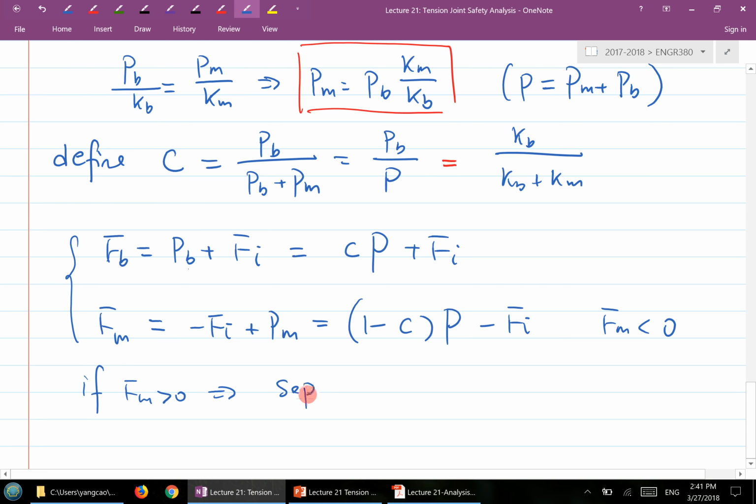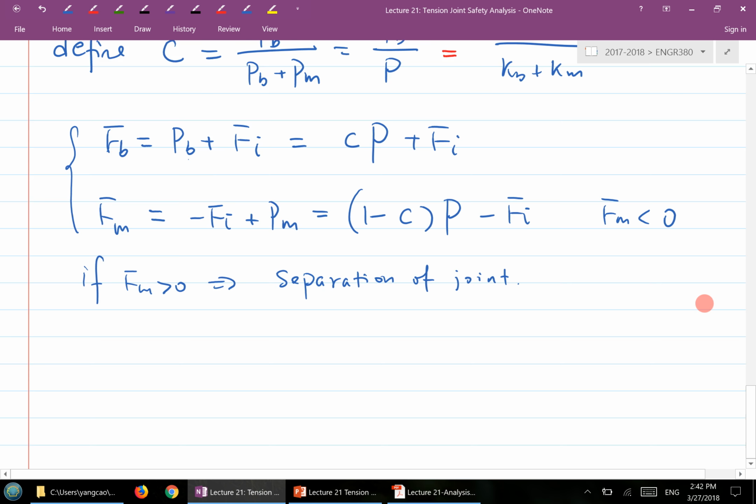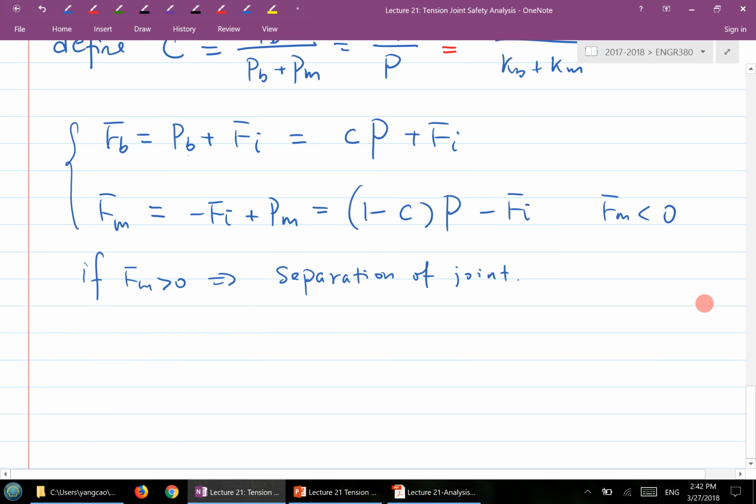Alright, so that's internally how the load is going up here. So here's one simple example, okay? Before we move on to the actual analysis of the joints, typically your member stiffness is about 5 to 8 times bigger than the bolt stiffness.